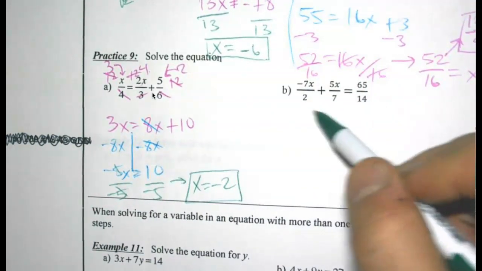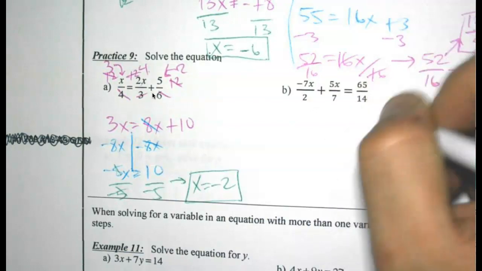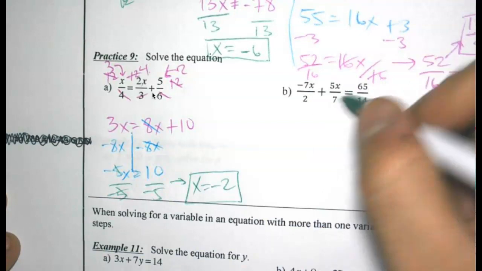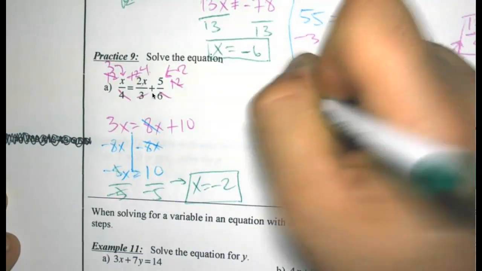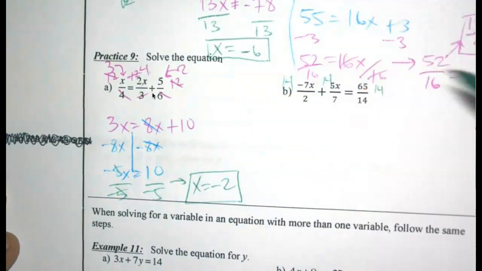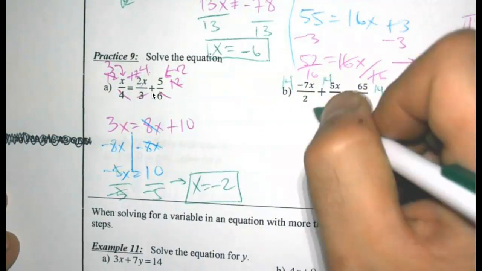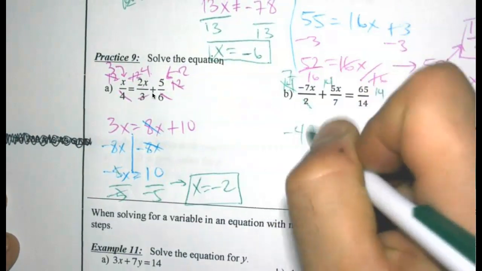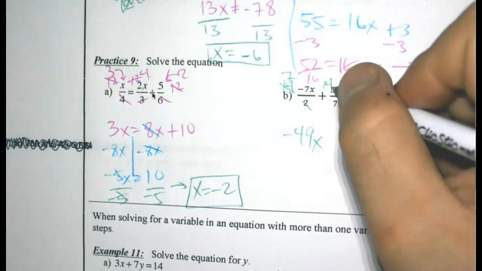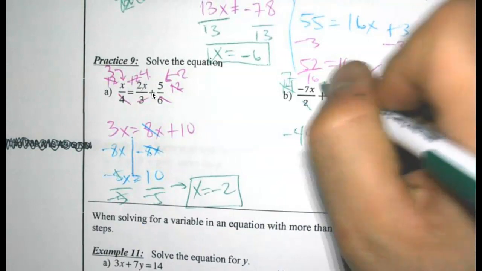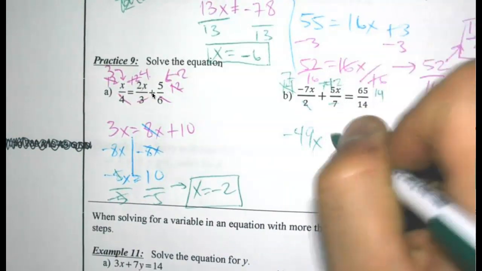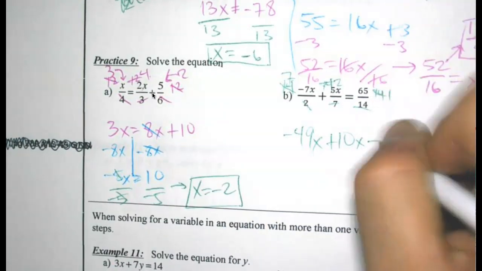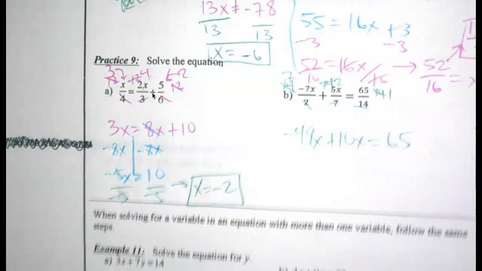The LCD of 2, 7, and 14, the LCM or LCD, right? It's just called the denominator because it's on bottom, but it's the same as the LCM of the 3 numbers. It's 14, by the way. Multiplying each of these by 14, remember 14 divided by 2 is 7, and then 7 times -7 is going to give me a -49x. Here, 14 divided by 7 is 2, and then 2 times 5 is 10x. Here, 14 divided by 14 is 1, so 1 times 65 is just 65.